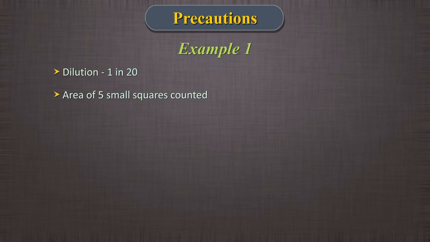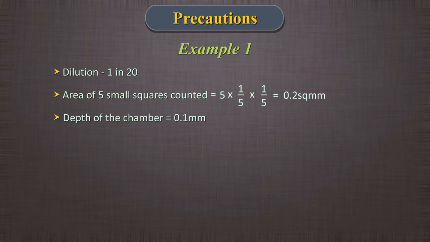Area of 5 small squares counted is equal to 5 into 1/5 millimeter multiplied by 1/5 millimeter, equal to 0.2 square millimeters. Depth of the chamber is equal to 0.1 millimeter. Therefore, the volume of the fluid in the 5 platelet squares is equal to 0.2 square millimeter multiplied by 0.1 millimeter, equals 0.02 cubic millimeters.